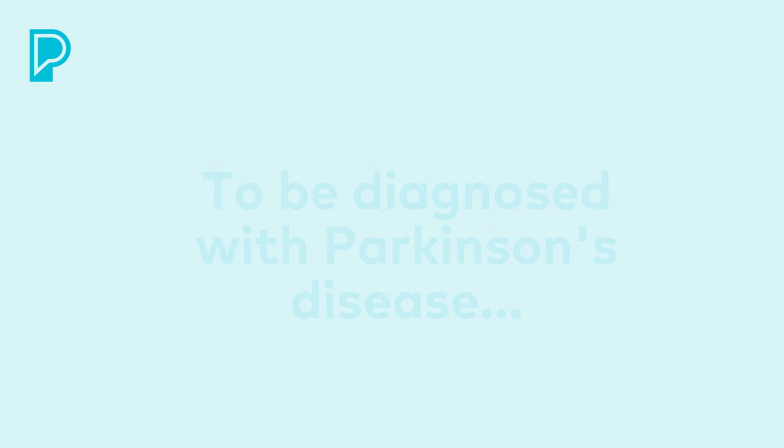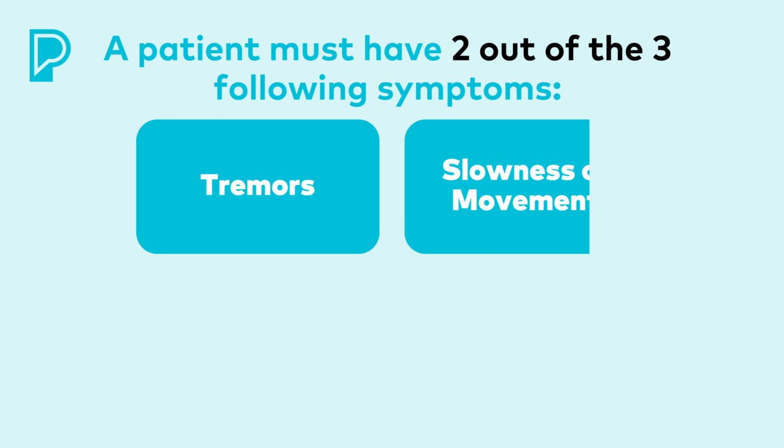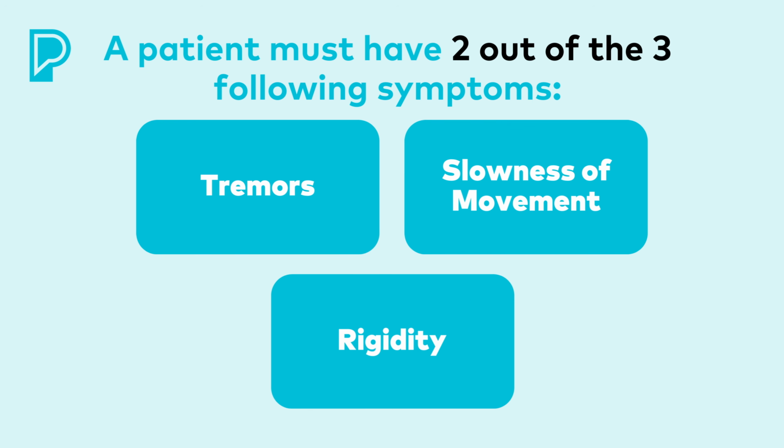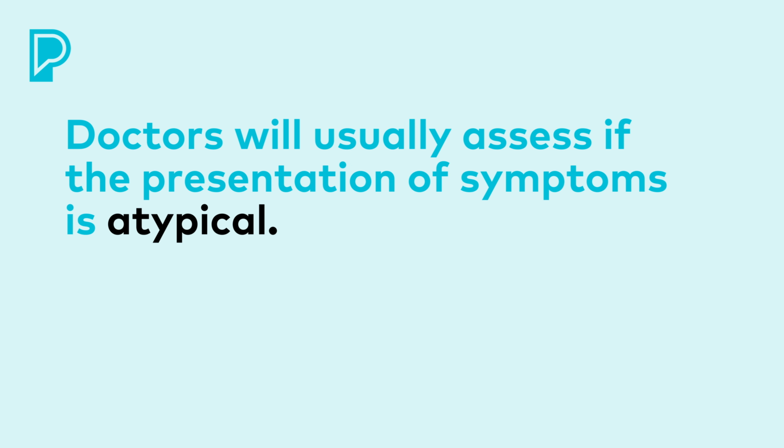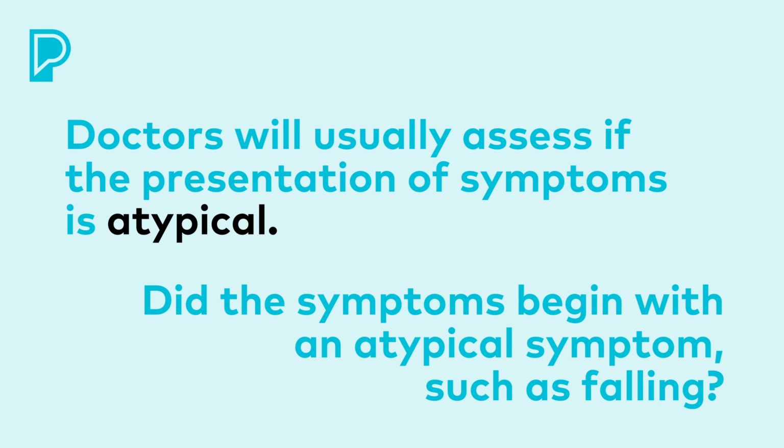That they have features of Parkinsonism. A patient has to have at least 2 out of these 3 to be present: tremor, slowness or bradykinesia, or rigidity. Once that is established, a physician usually assesses that there are not any other reasons or other neurological findings. In addition, the physician usually will assess that the presentation is not atypical, by which I mean that the symptoms did not begin with an atypical symptom such as falling.